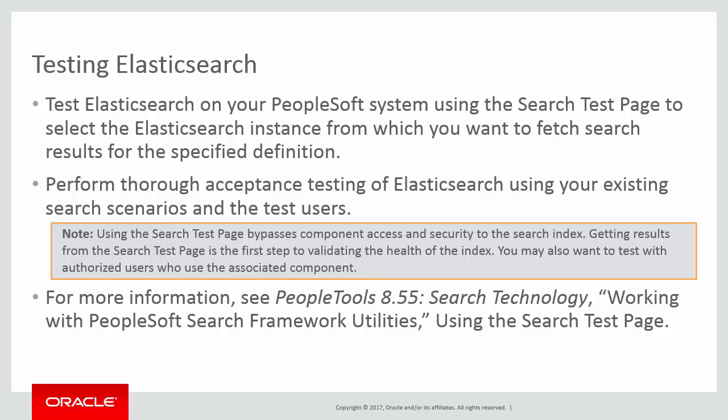To test Elasticsearch on your PeopleSoft system, you can use the Search Test page to select the Elasticsearch instance from which you want to fetch search results for the specified definition. You should perform thorough acceptance testing of Elasticsearch using your existing search scenarios and the test users. Note that using the Search Test page bypasses component access and security to the search index. Getting results from the Search Test page is the first step to validating the health of the index. You may also want to test with authorized users who use the associated component. For more information, see PeopleTools 8.55 Search Technology, Working with PeopleSoft Search Framework Utilities, using the Search Test page.